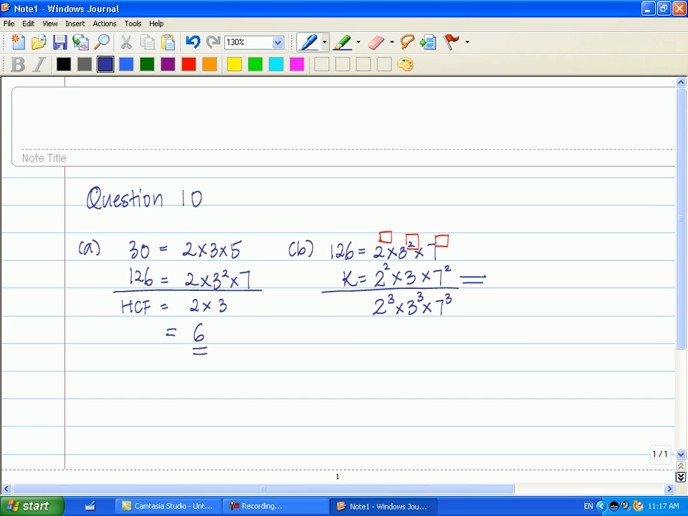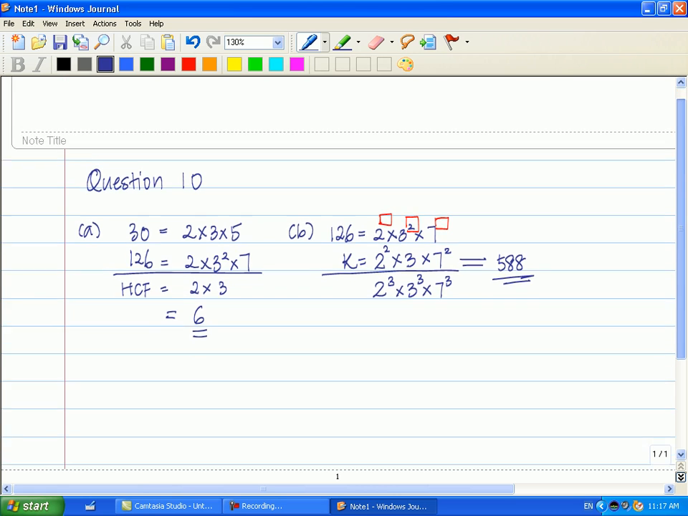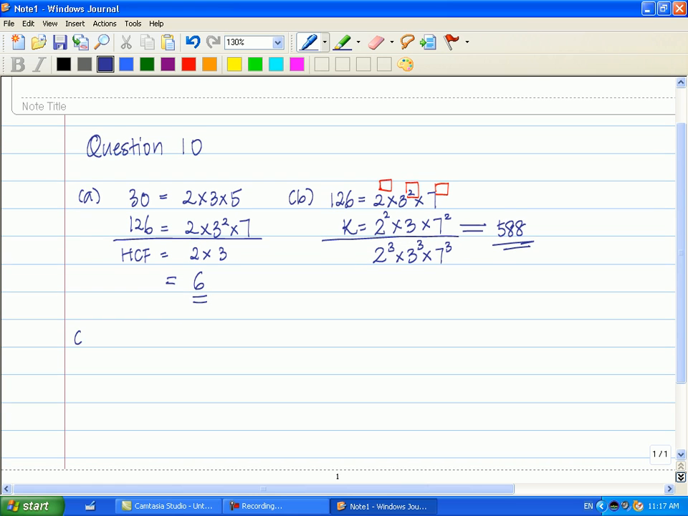Which gives you 588. Did you get your answer correct? Now let us move on to part C.